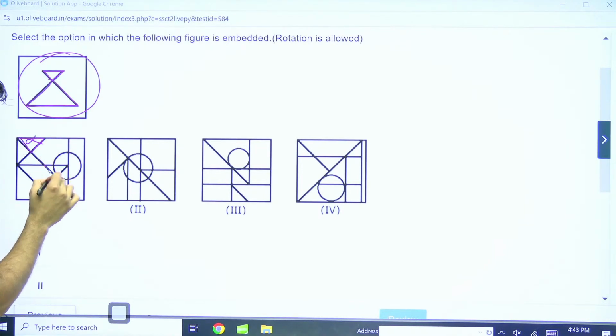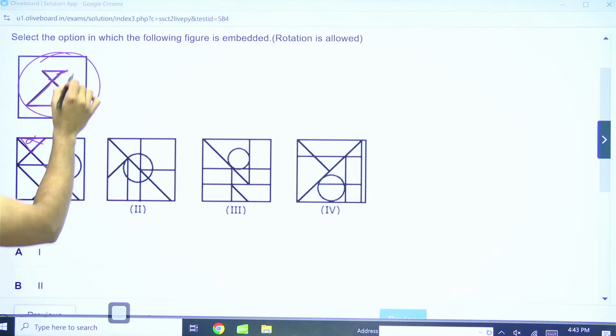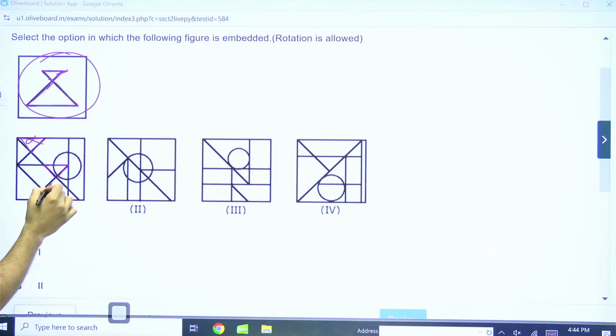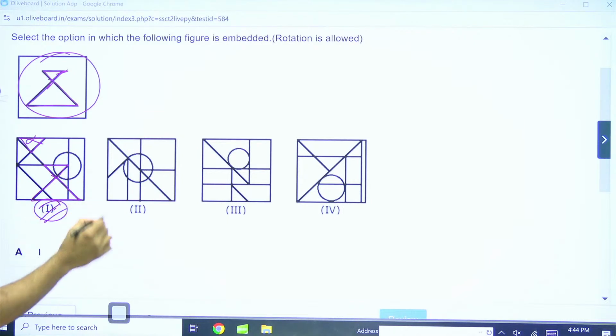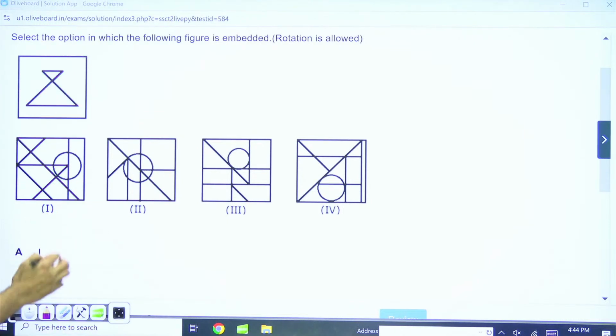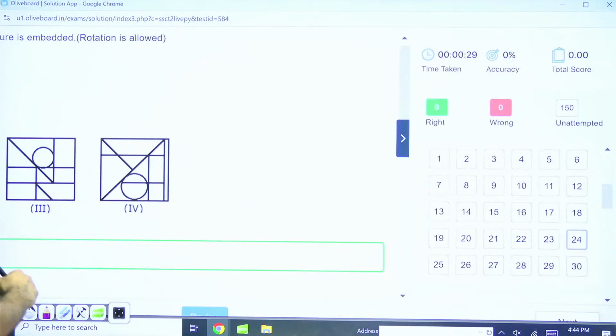And I can see this part over here, this part over here, then the bigger triangle like this. Okay, 1 is the right answer. We can get it from 1. So A is the right answer. Next, 25th.